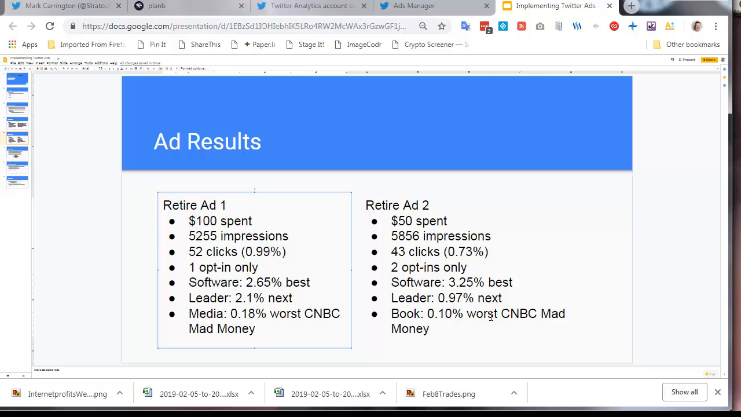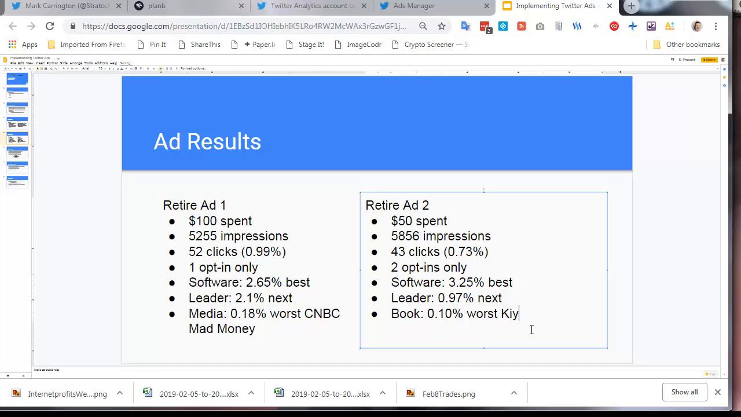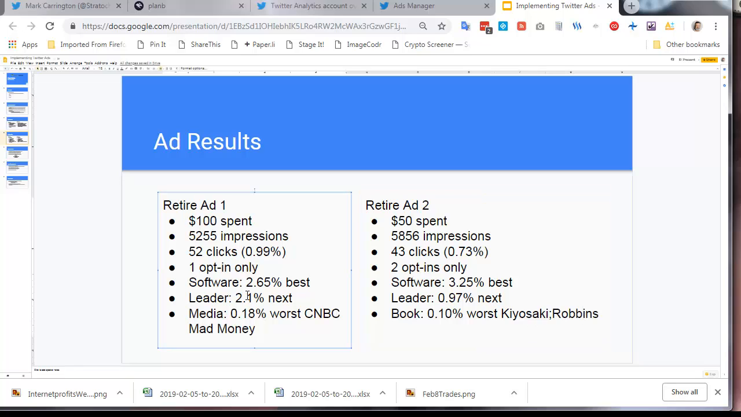I need to edit this because this is actually incorrect. The book was the worst, which was Kiyosaki and Robbins. So just for that quick correction, media was the worst on this side and the book was the worst on the right hand side. So I did improve the media by making the changes there, but not well enough. So let's go on to the next one.